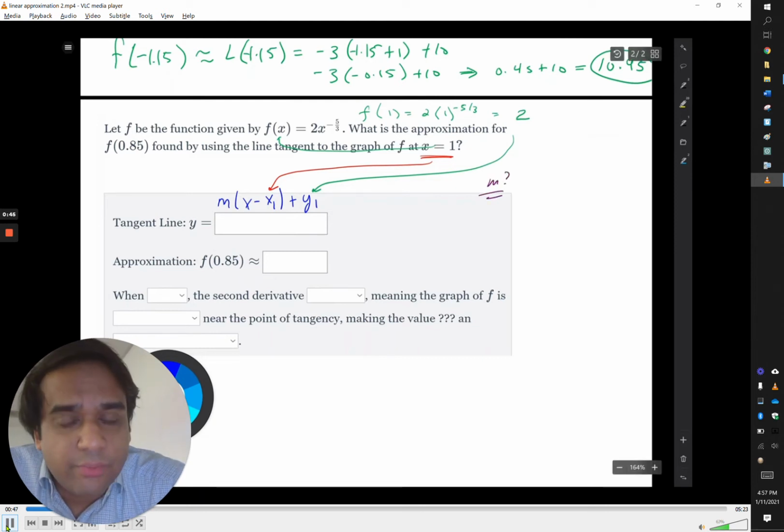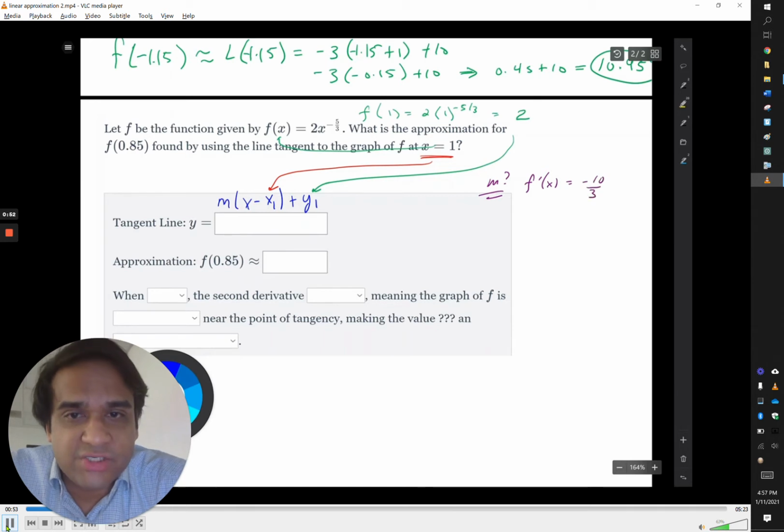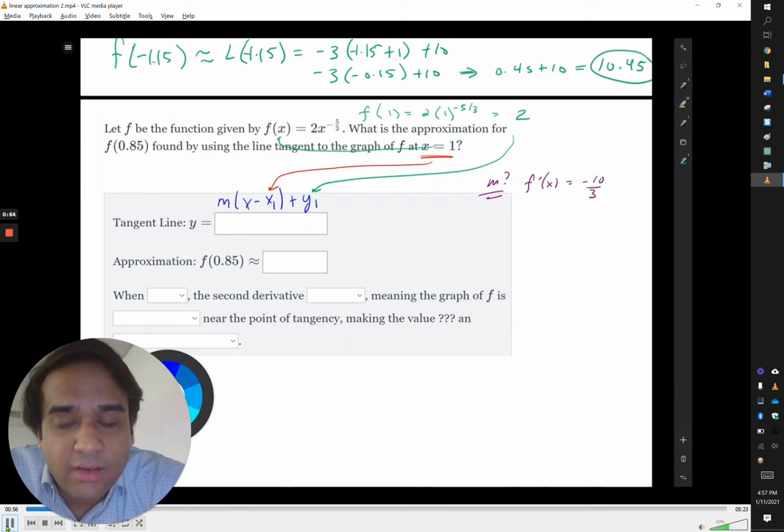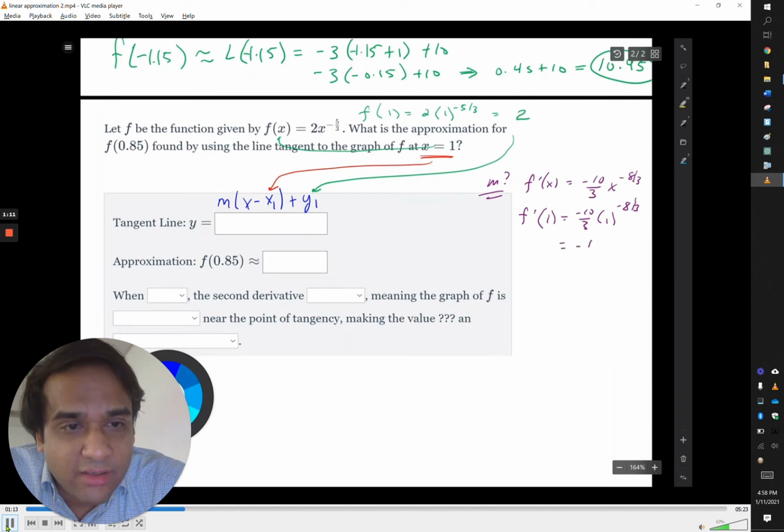So we have our x1 given, our y1 all but given. We need our slope, or m. That's the third ingredient for a tangent line. And a slope can be found by taking the derivative. So a simple application of the power rule, bringing down the negative 5/3 and then decrementing the negative 5/3 by 1 should give us negative 8/3 for our exponent. So this is the derivative, the slope at any point. We want the slope at the point of tangency, which is at x equals 1. So plugging 1 in will give us this expression, and likewise that'll give us negative 10/3 for our slope.